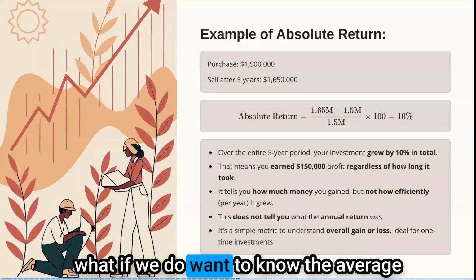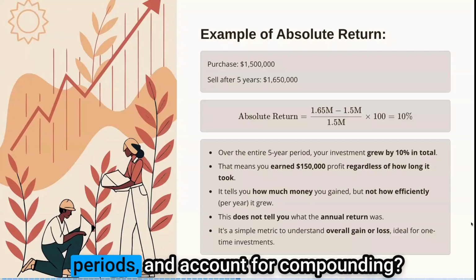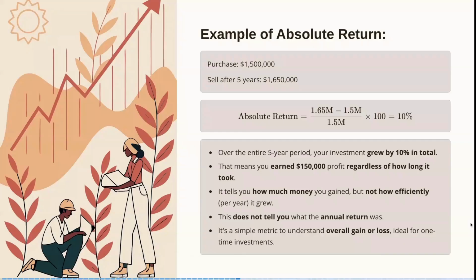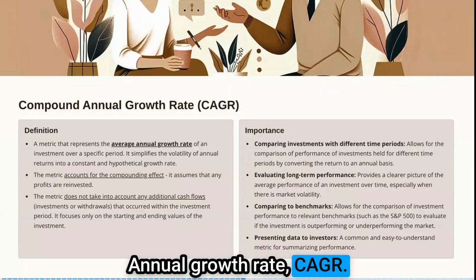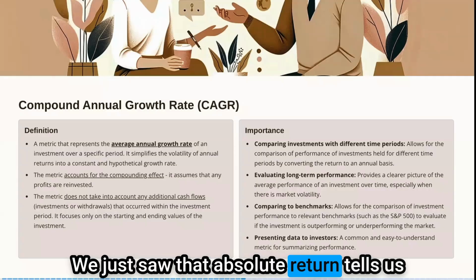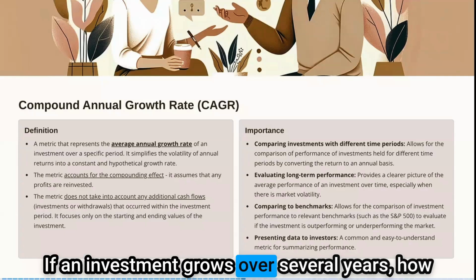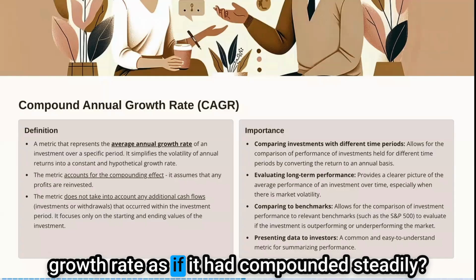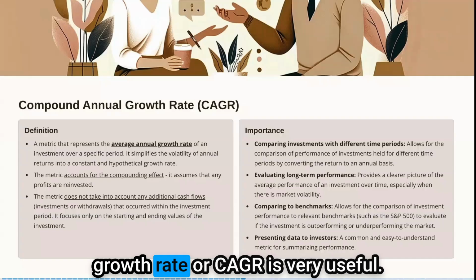But what if we do want to know the average growth per year, especially over longer periods, and account for compounding? That leads us to our next metric: annual growth rate, CAGR. We just saw that absolute return tells us the total growth but not the yearly rate. If an investment grows over several years, how can we find a single smooth average annual growth rate as if it had compounded steadily? This is where the compound annual growth rate, or CAGR, is very useful.